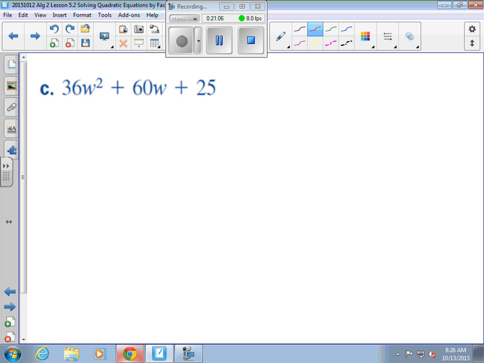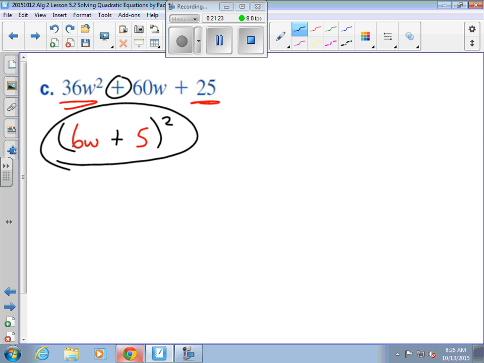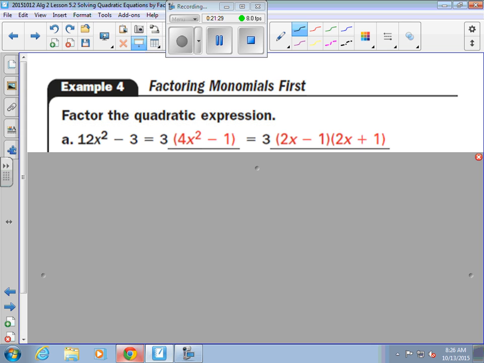What about this one? Take about 30 seconds on this one. Okay, the square root of 36w squared will be 6w. And your square root of 25 will be 5. This sign right here tells you plus, and that whole thing is squared. 6w plus 5 squared. Again, this is one of those special situations. Then factor in monomials first. This is the easiest part of this whole lesson.